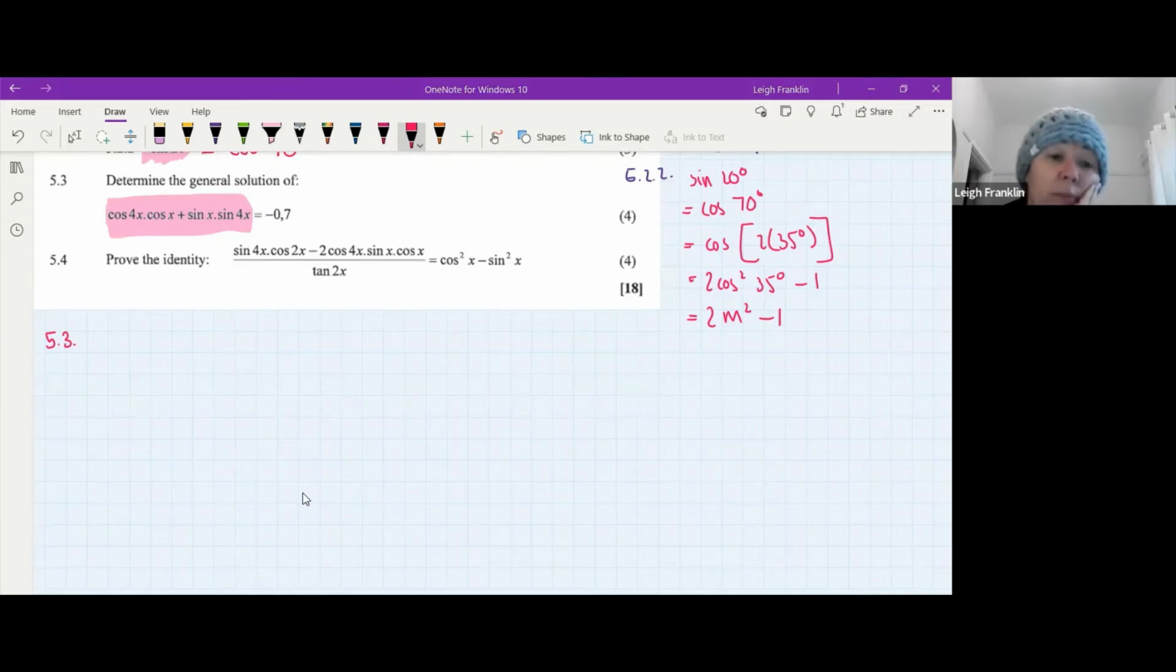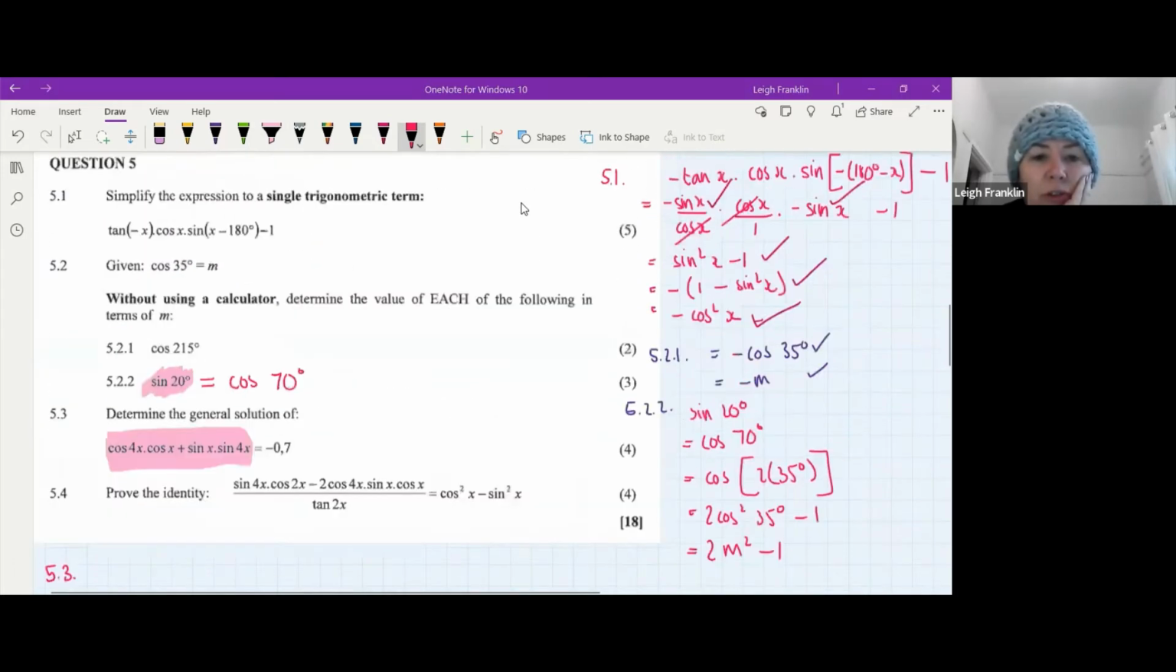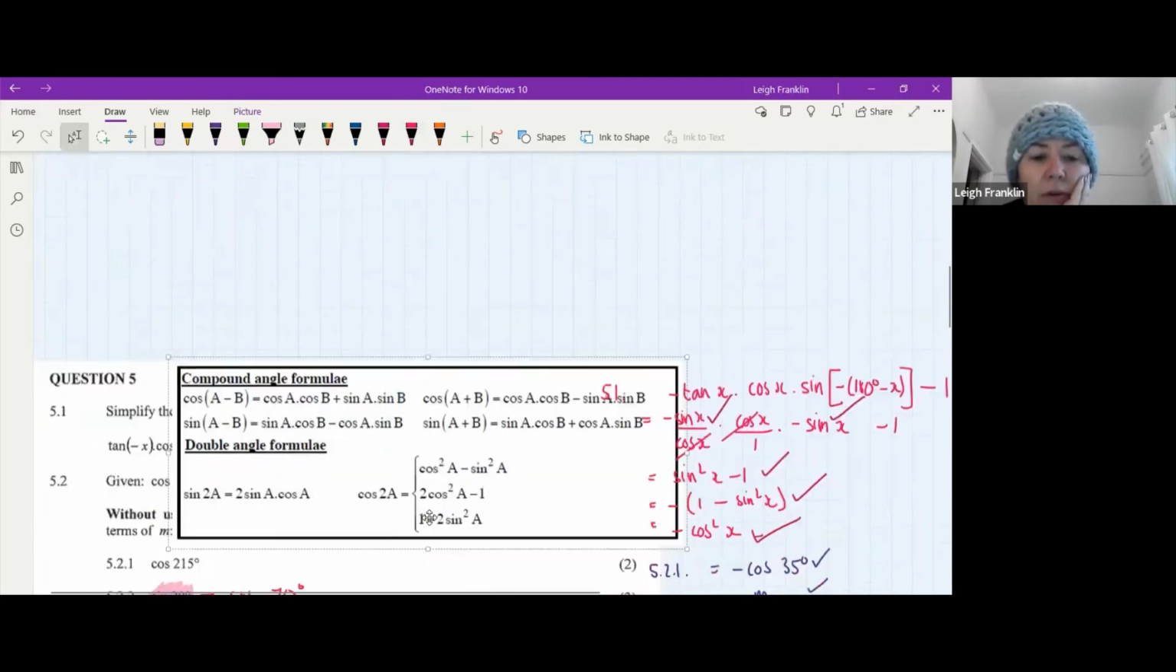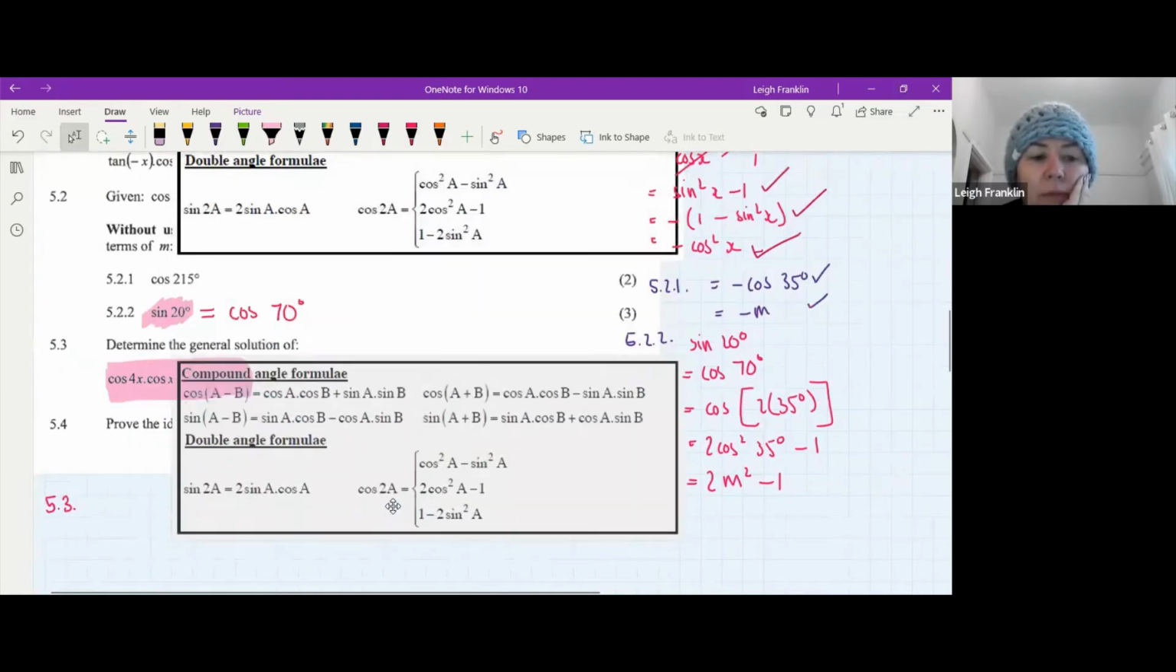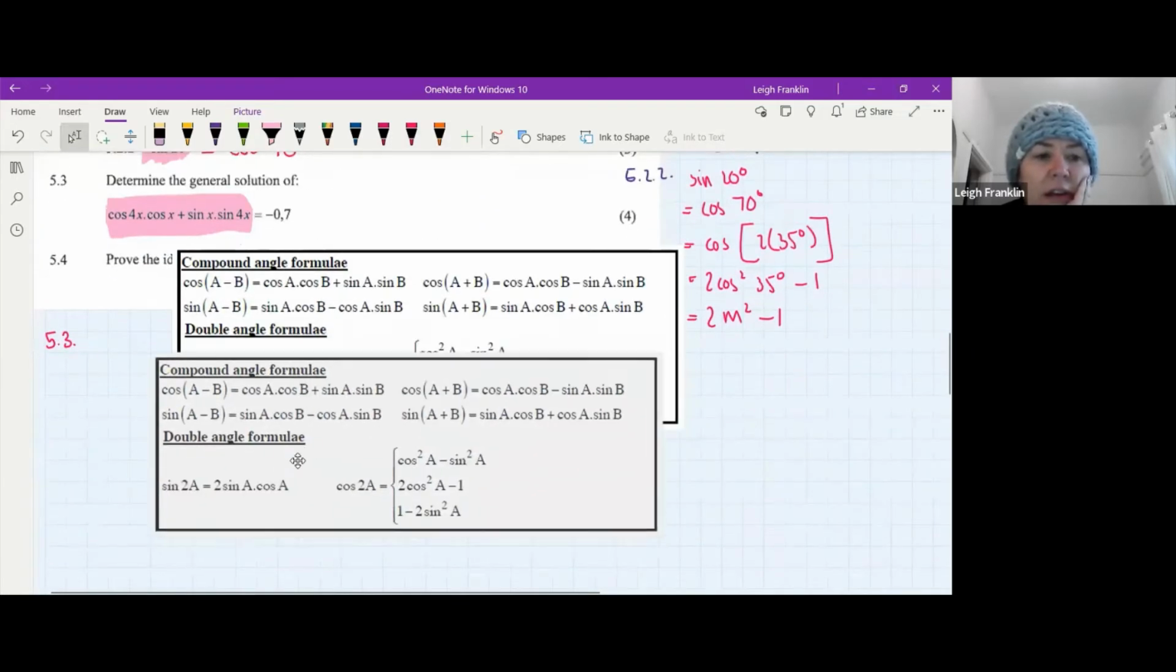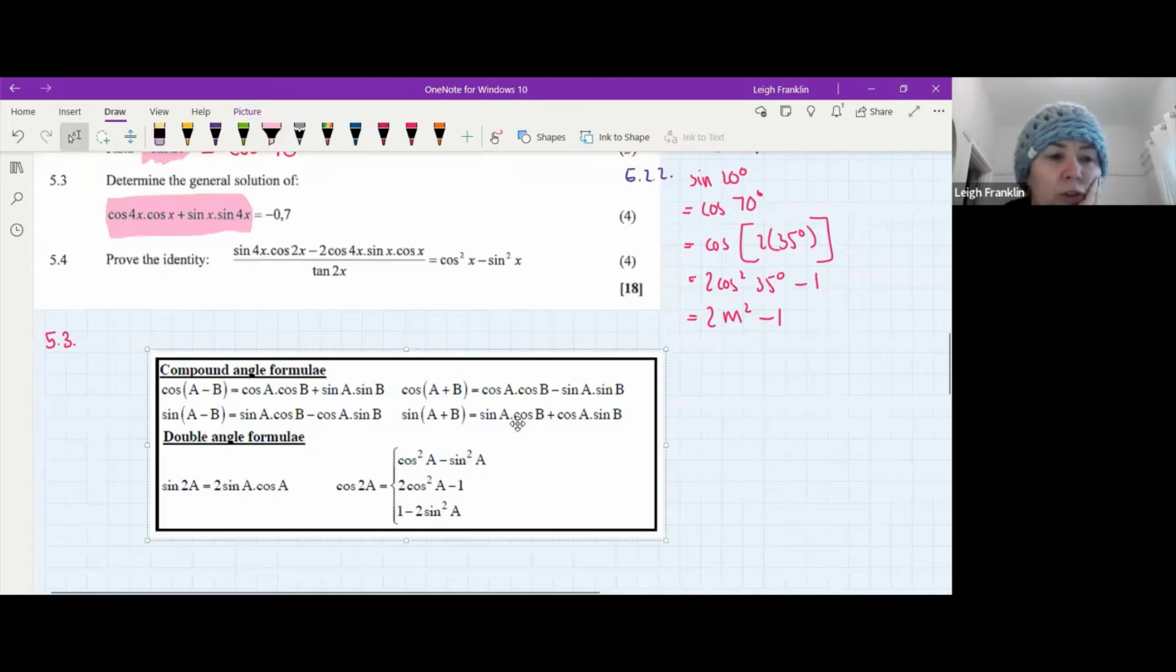Yeah, absolutely. It's a compound angle. So if I go and fetch this from up here, we can see we've got cos 4x cos x up here. So in other words, it has to be a cosine compound angle because we want cos. And then we've got a plus. So there's our plus there, and then we've got sine.